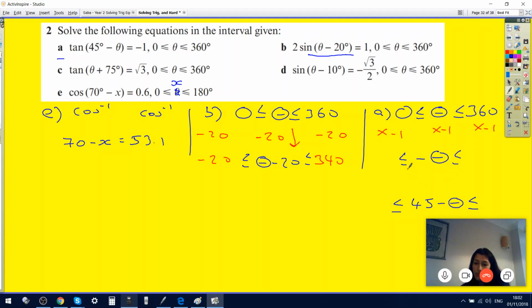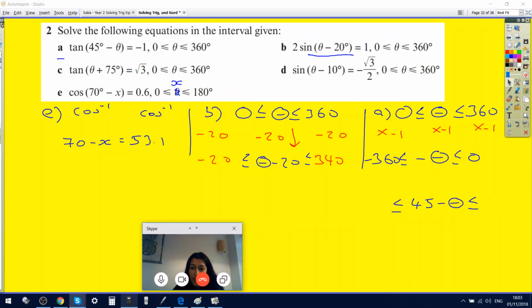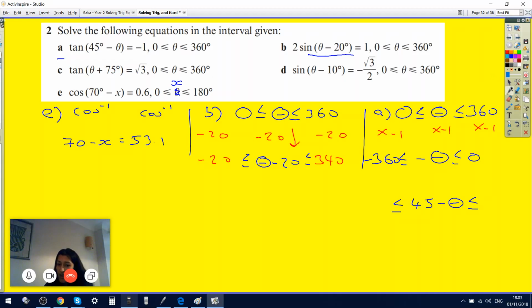0. Yep. Minus these. Yeah, and so technically they should swap over. And what's next? To go from minus theta to 45 minus theta. Add 45. Correct. 45 minus theta is the same as minus theta plus 45. What do you get?